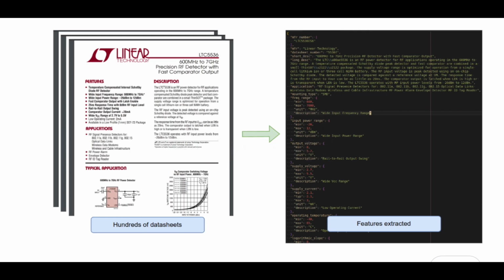The long context model allows us to sample many documents in order to generate a standard set of features, which wouldn't be possible without a long context window. This is then used to create a structured schema, which in turn is used again to extract the same features from hundreds and thousands of other datasheets.